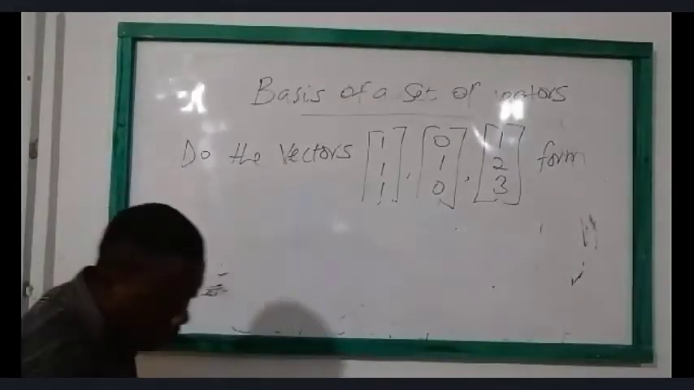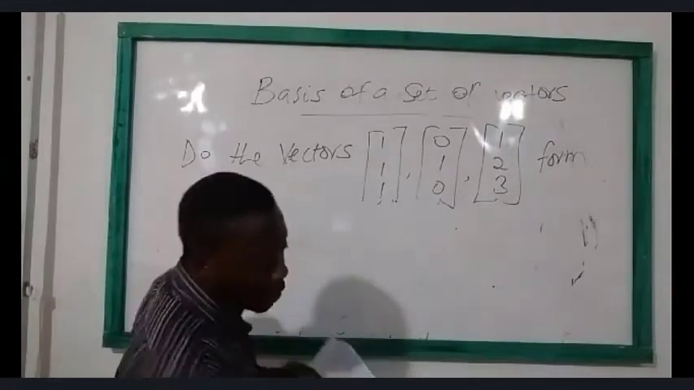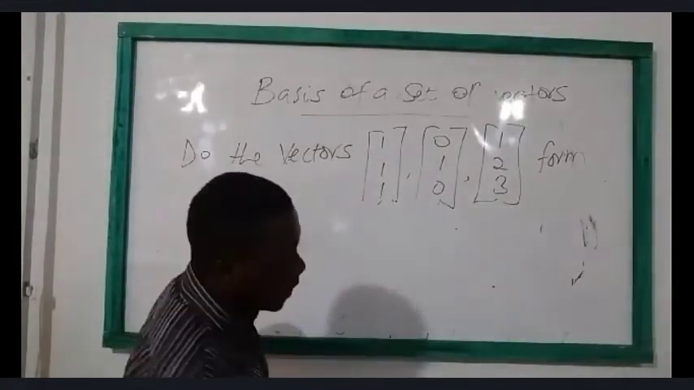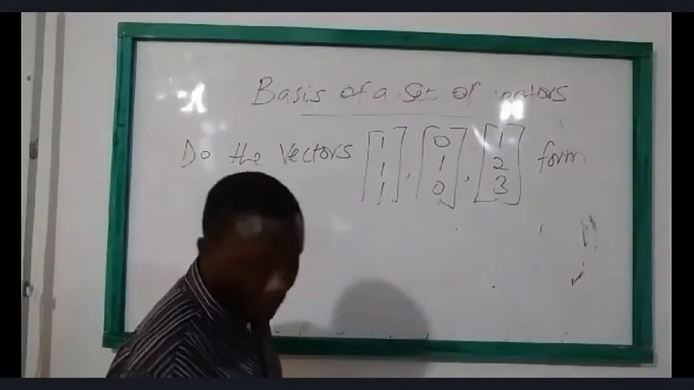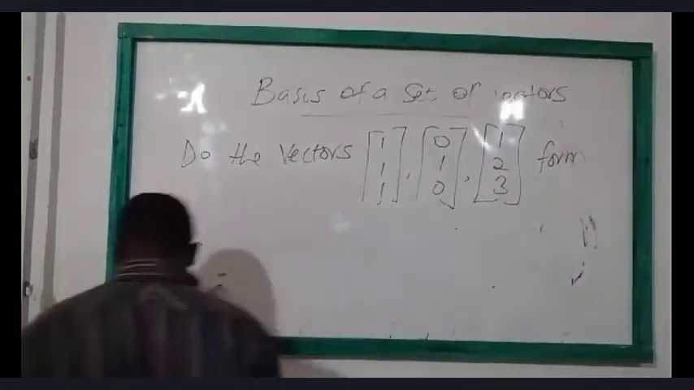So if you are able to get the zero scalars, you can trace those set of vectors that give you the zeros. And those are the set of vectors that will form the basis.